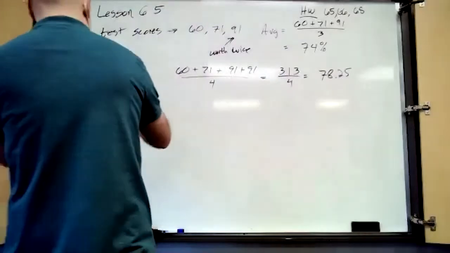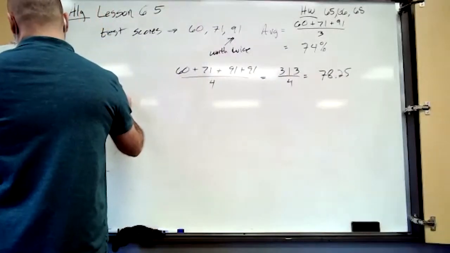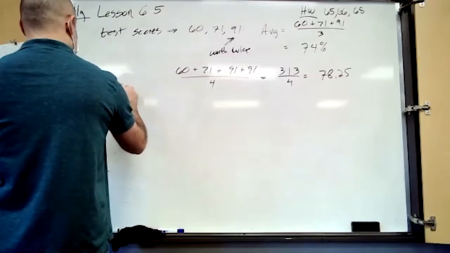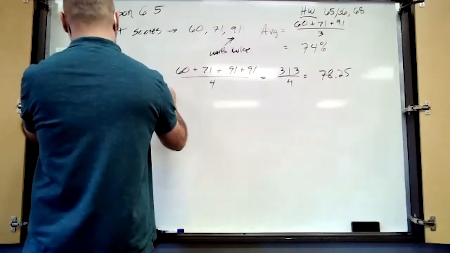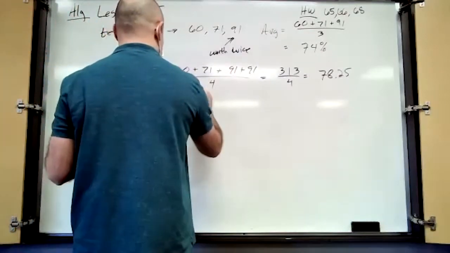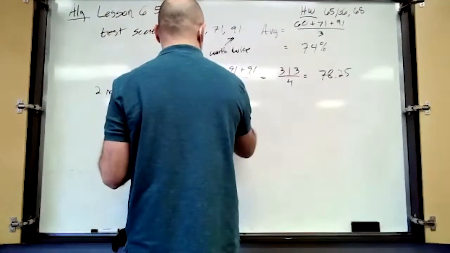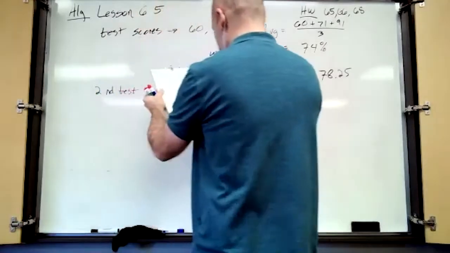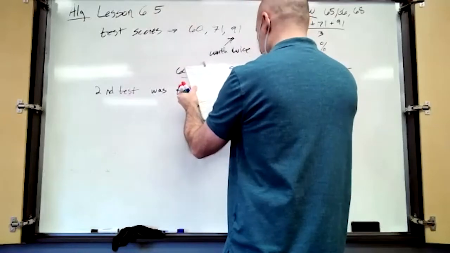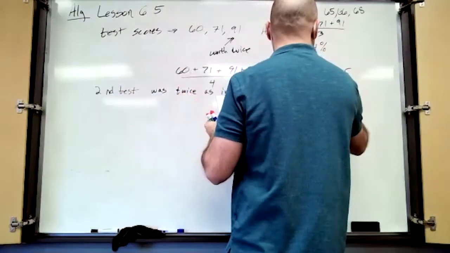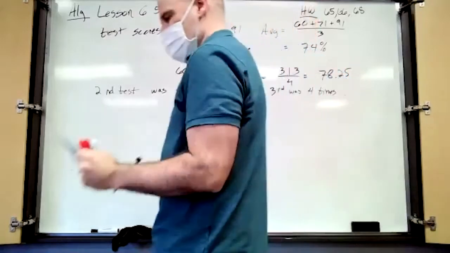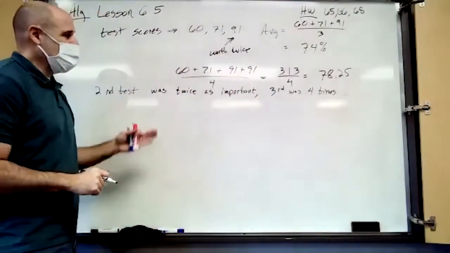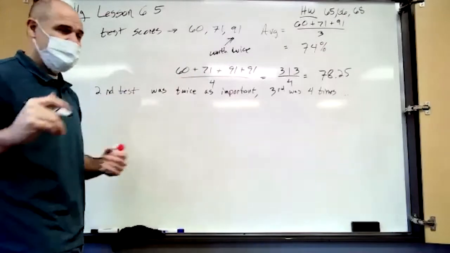So here's the deal. Here's another example. So let's say we've got the second test was twice as important, was worth twice as much. So we're going to word it like that. And then we're going to say the third was 4 times as important. Okay, so these are the weights. So we're going to add that second test twice, and we're going to add the third test 4 times. So here's what it looks like.